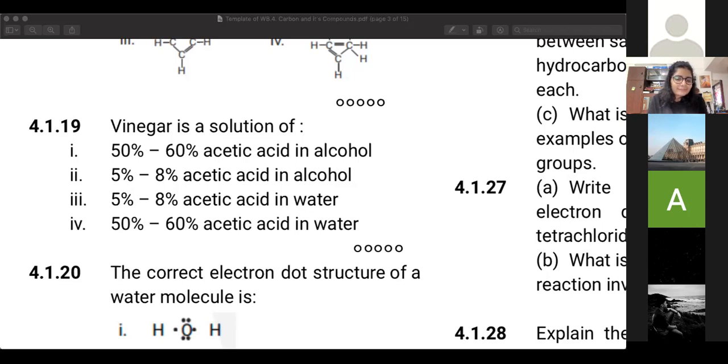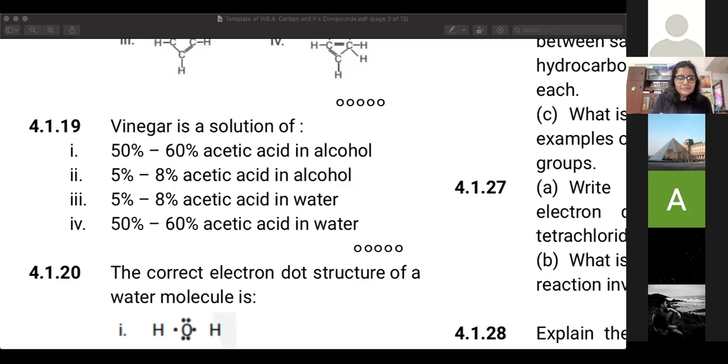Ma'am, are they saying 50% acetic acid, 60% water like that, or both are for the acetic acid part only? Acetic acid part only. So either it's somewhere between 50 to 60%, or this says it's somewhere between 5 to 8%. So that's what these percentages mean.